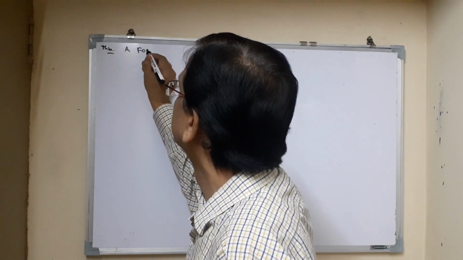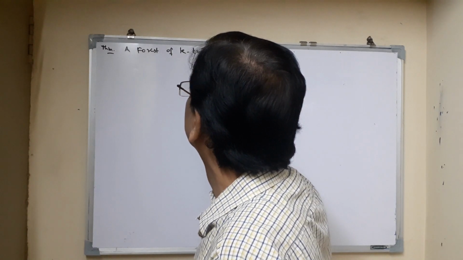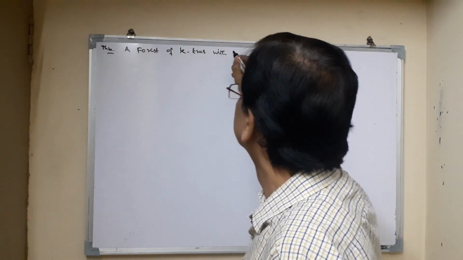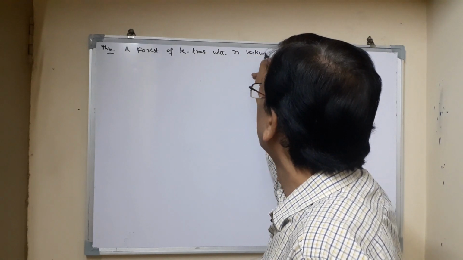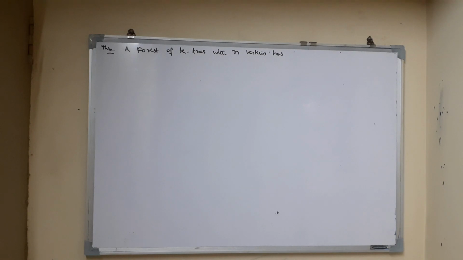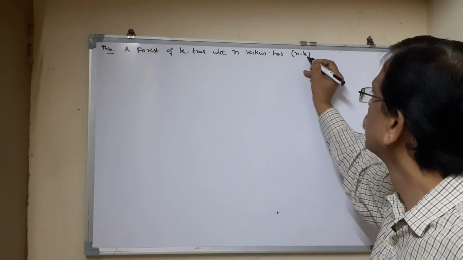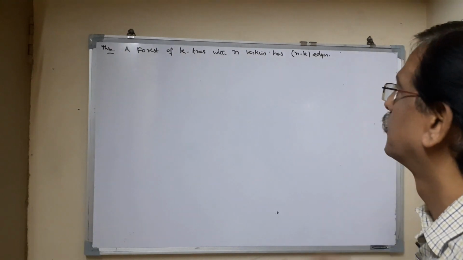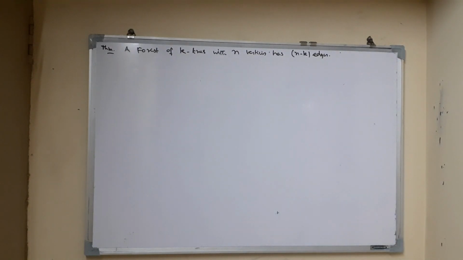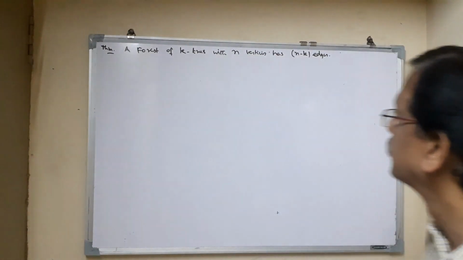A forest of K trees with n vertices has n minus K edges. Suppose a forest consists of K trees. That means you have removed K edges.